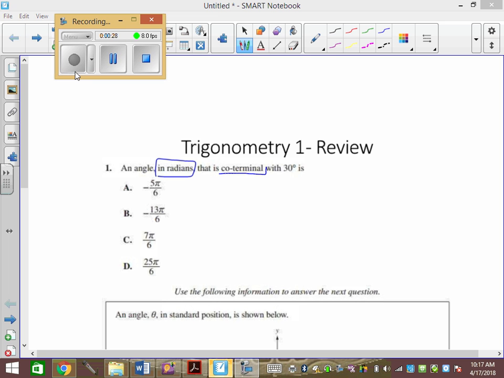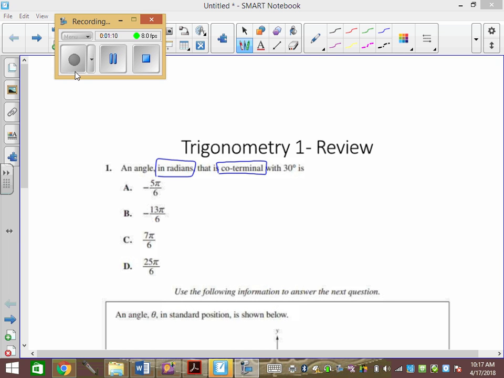Coterminal, what's the definition of coterminal, guys? It lands on the same terminal arm. Okay, so it's coterminal with it. So if it's in degrees, you can add or subtract and get yourself an answer. We agree? Okay, so we have 30 degrees. There's two ways you could do this. You could convert everything to degrees and compare them, which is about what I'm thinking everyone's going to do. Or you could convert the 30 degrees to radians and work in radians, which I'm thinking no one is going to choose. But that's just a random guess or knowledge that I see everyone do it that way.